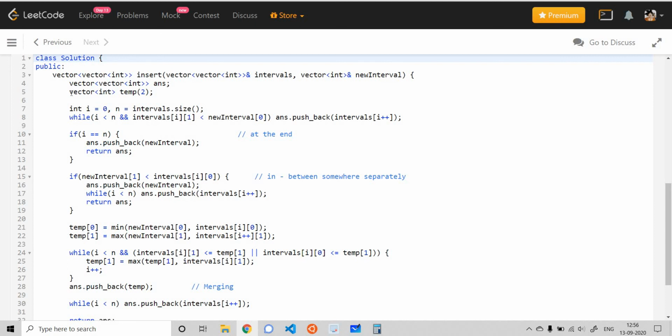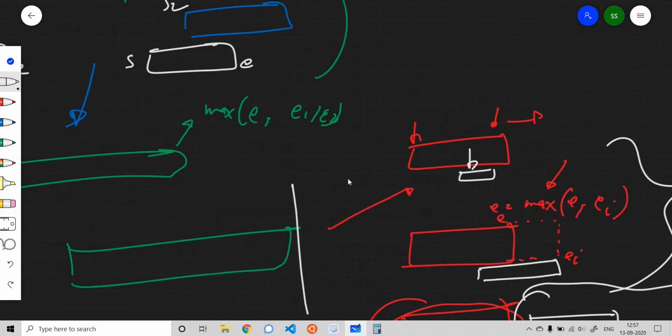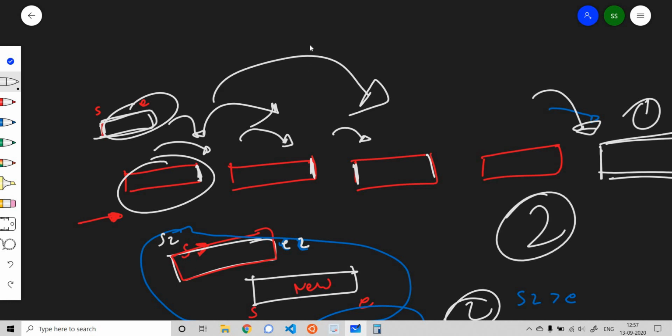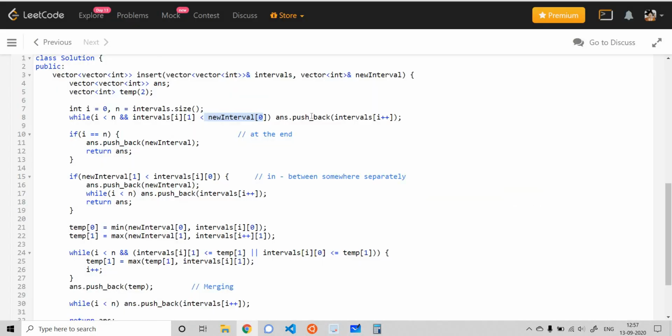So this is my answer vector where I'd be storing my final list of intervals. Initially I am traversing from the beginning. I see if the ending point of the interval is lesser than the starting point of my new interval. It means I just need to go ahead. It was the case when I was talking about this. That means I just need to go ahead, as my new interval would be placed after the ending point of this current interval.